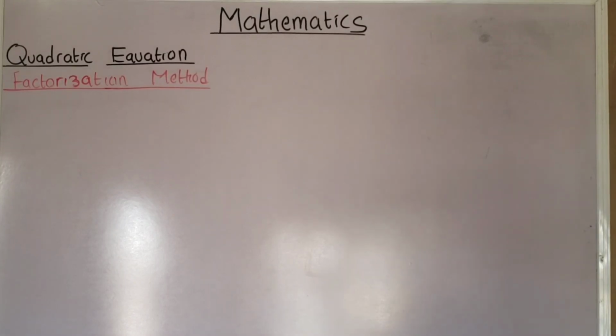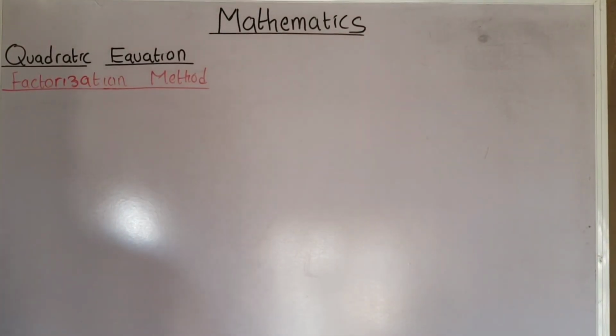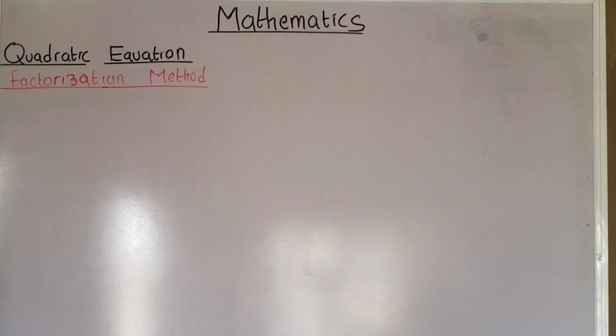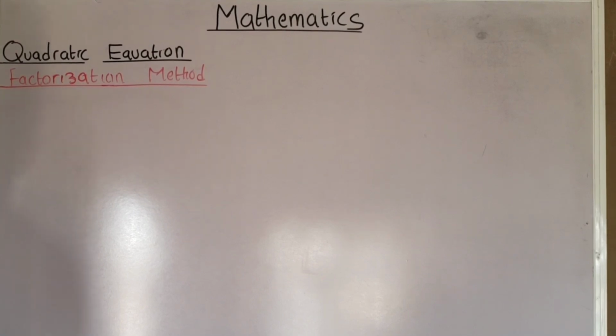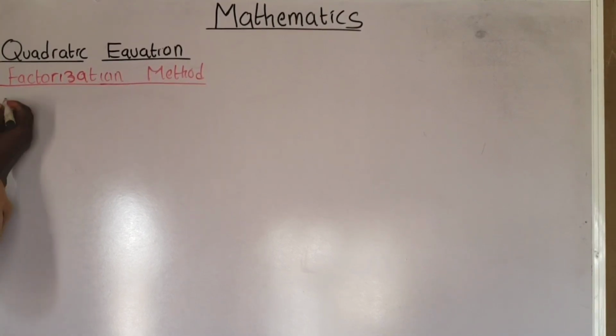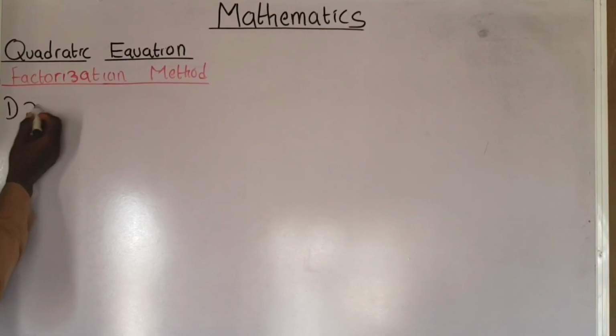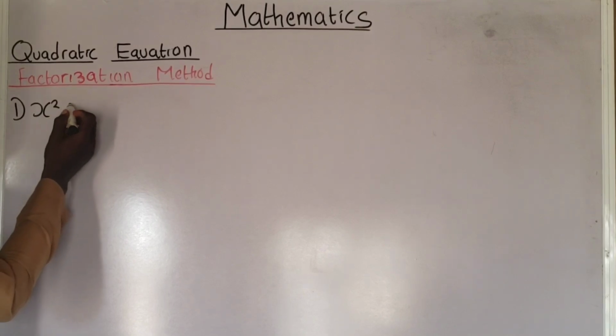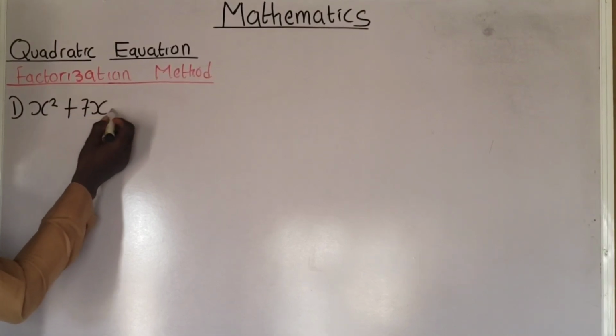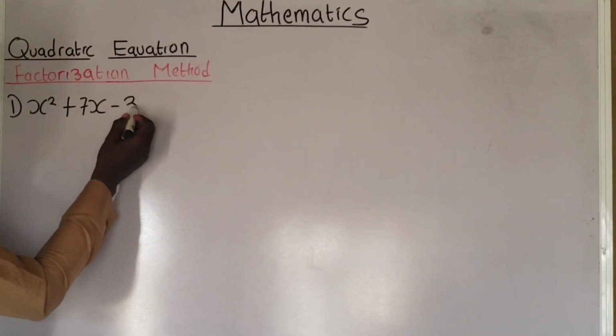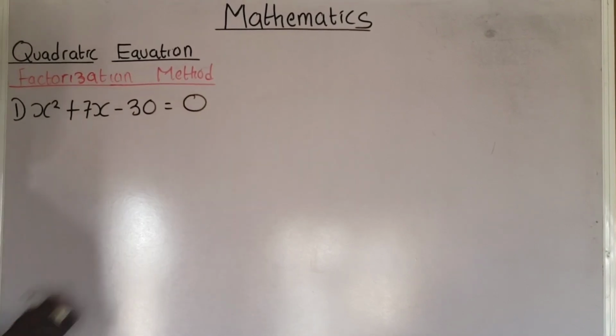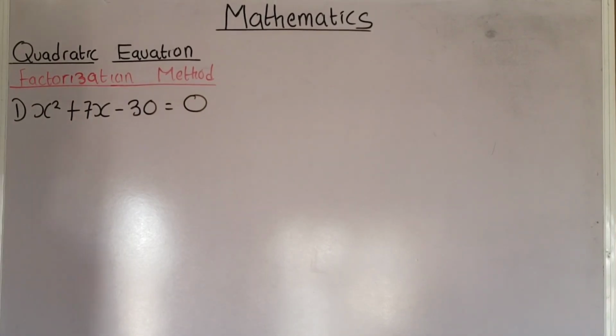In this class, we're going to learn how to solve quadratic equations using the factorization method. Okay, let's start with the first question. We have to solve for the value of x in this quadratic equation: x squared plus 7x minus 30 equals 0. Okay? Now, how do we find the value of x?